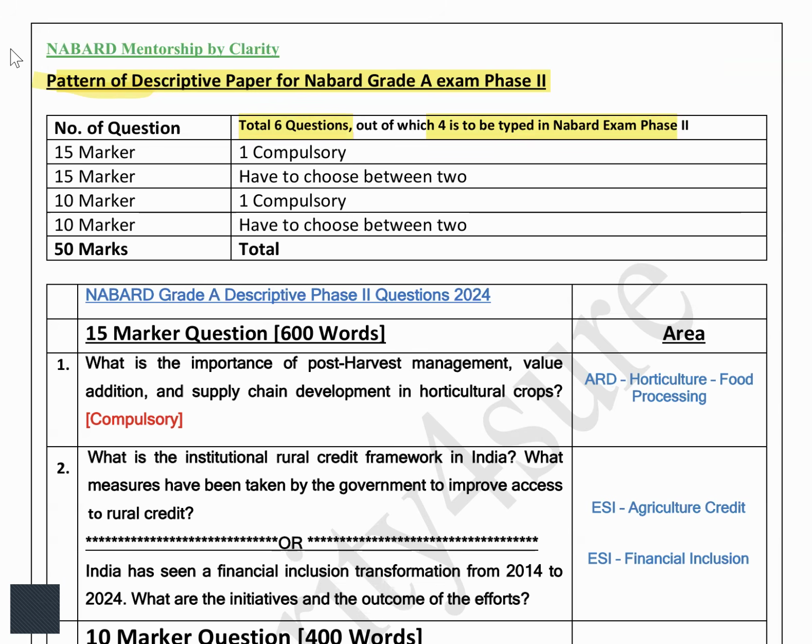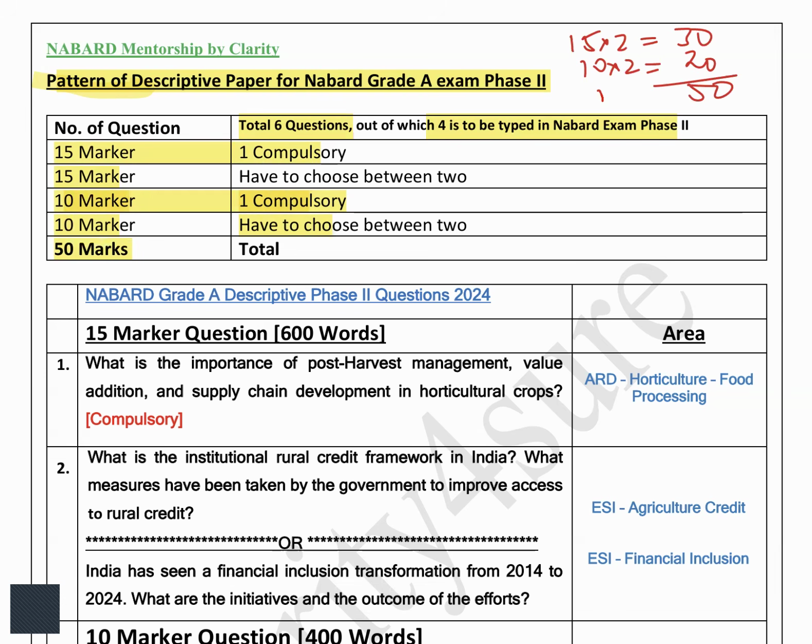Now there is one 15 marker compulsory question and one 10 marker compulsory question. We will understand better with the previous year questions that we are going to discuss. Then within two options you have to choose one 15 marker, and within two options you have to choose one 10 marker. So total is 50 marks. You have to answer 4 questions, that is your 15 marker 2 questions, 15 twos are 30, and 10 marker 2 questions, that is 20. So total is your 50.